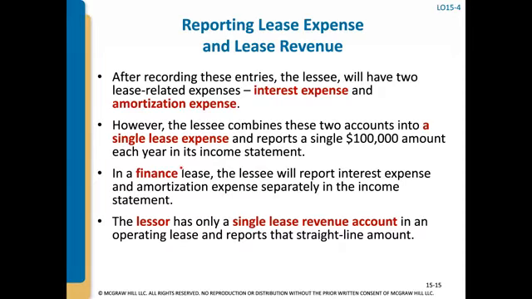So just to reiterate, the entries for the lessee will have an interest expense component and an amortization expense component. However, it should be recorded in a single lease expense item on the income statement, but just for these purposes in the homework and the text, we're not doing that. Versus in a finance lease, the lessee will report the interest expense and amortization expense separately in the income statement. The lessor on an operating lease has only a single lease revenue account that they report, and it's the same amount each year.